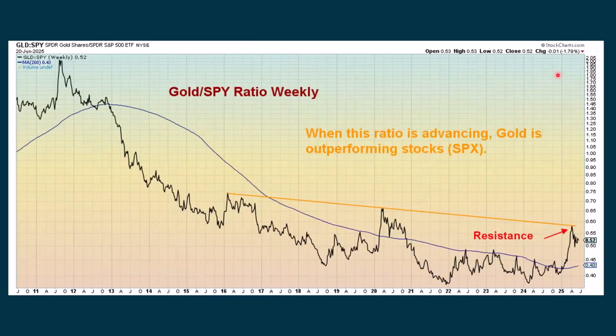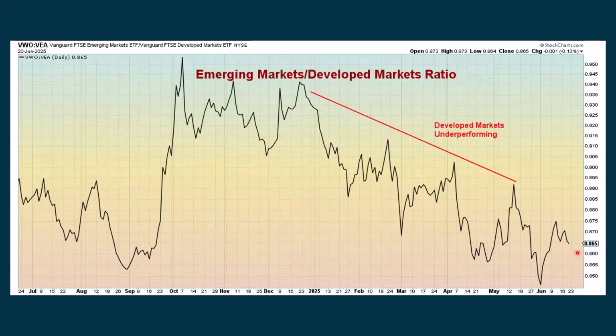Gold to the S&P 500, we're still under this yellow line and we've been retreating. And it's not that gold is really coming down. It's gold is kind of going sideways now as the S&P has been going sideways. So we haven't seen really big changes with this overall ratio. Emerging markets compared to developed markets still continue to underperform.